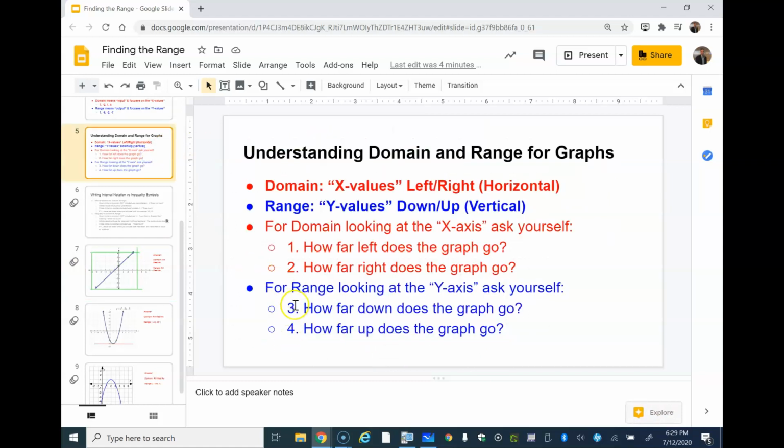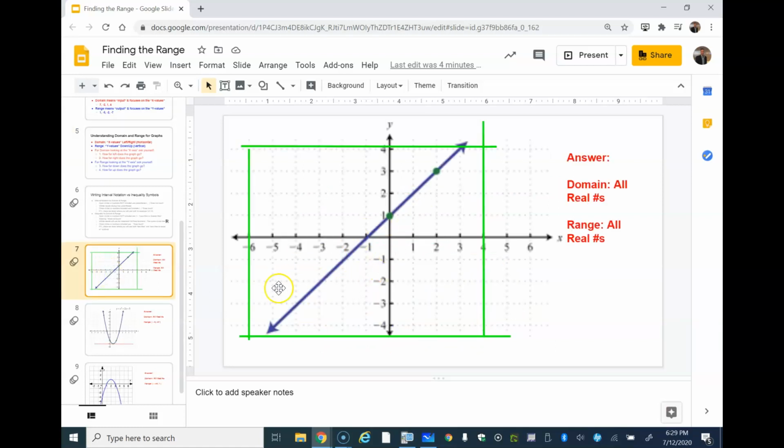So these are the two questions I ask for finding the range. How far down does the graph go? How far up does it go? By just looking at it, we ask ourselves, how far down does this graph go? It kind of stops here, but this little arrow means it continues down forever. That's why we say the range going down is going to be negative infinity, because it just continues going down all the way here. How far up does it go? Well, it goes up in the positive direction to infinity because of this little arrow here. So the range is going to be all real numbers.